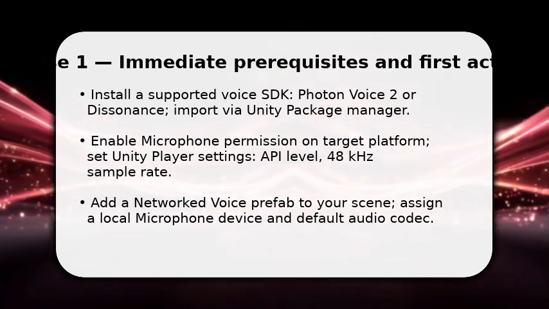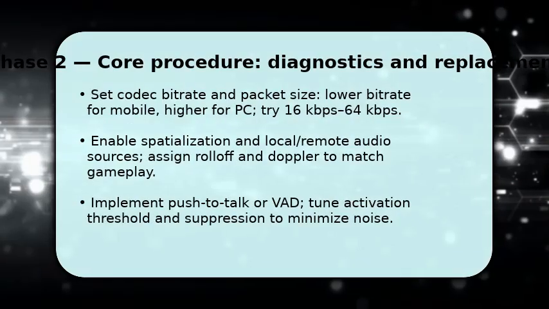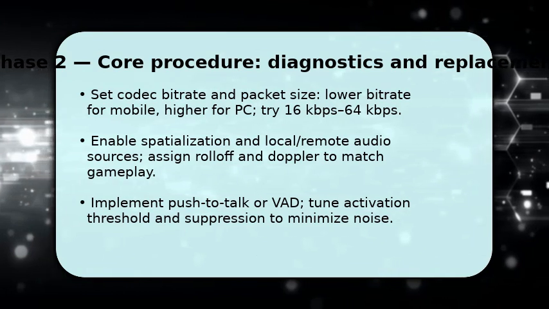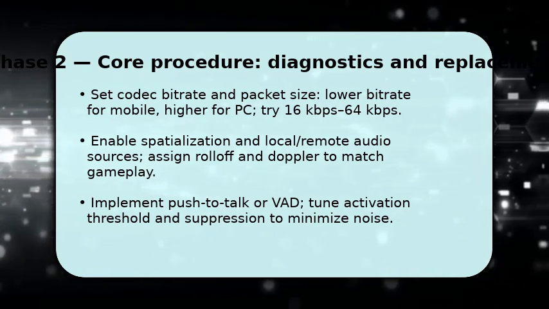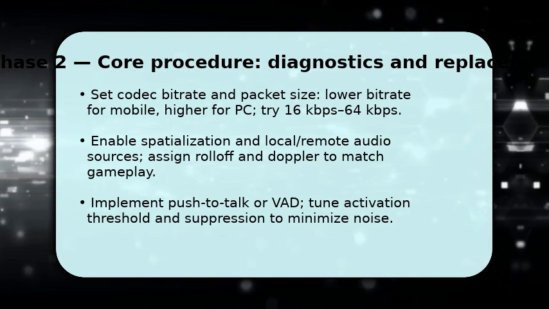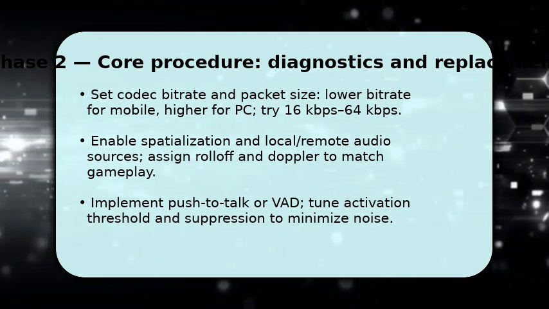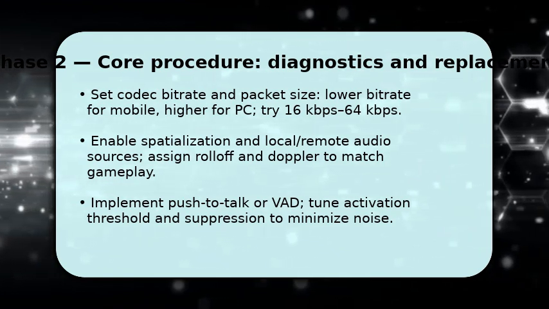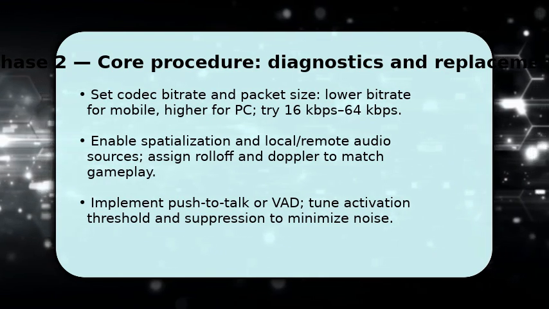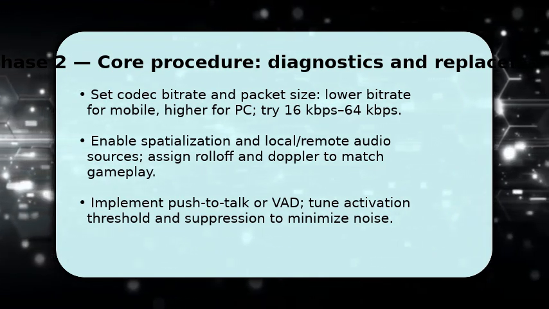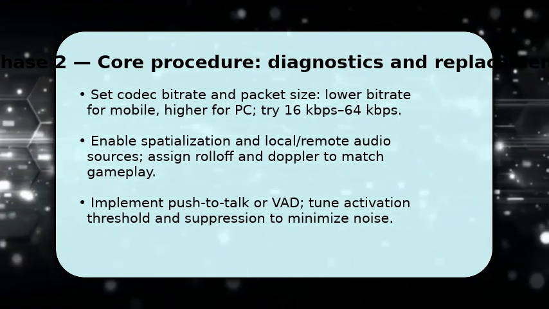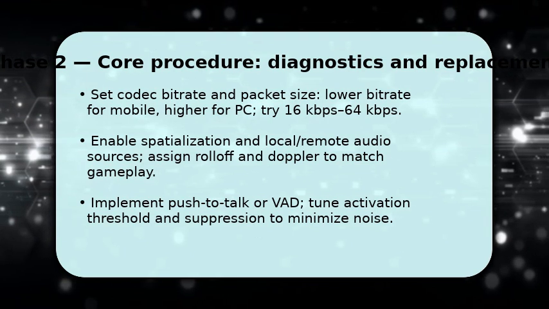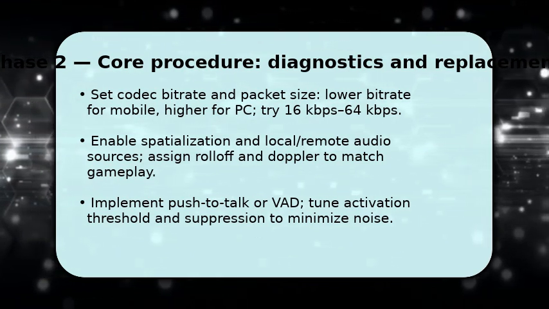You continue by tailoring how audio moves and sounds in-game. First, pick a codec bitrate and packet size. Lower values reduce bandwidth but raise artifacts, so choose 16 kbps to 64 kbps depending on platform. Next, enable spatialization and attach audio sources for local and remote players, adjusting roll-off and distance curves to preserve immersion. Then implement push-to-talk or voice-activated transmission. Tune the voice activity detector threshold and noise suppression, so chat is reliable without constant background noise.